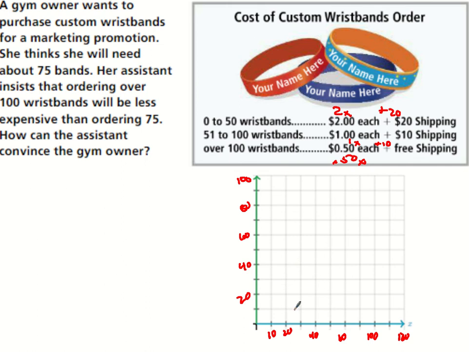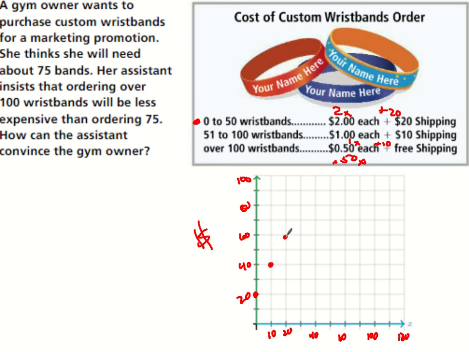Okay, so here's how I label my graph. I wanted to count by tens, okay? So really what I need to do is graph for my domain from 0 to 50. So here's the number of wristbands, here's my cost. Well, from 0 to 50, so that's from here to here, we'll do this one in red. Well, it's $2 each plus $20 for shipping. So my y-intercept is at $20. Okay. And then it is $2 each. So my slope is 2 over 1. Well, since I'm counting by 10, I actually can go up 2 over 1 because I'm going up 20 over 10. That's 2 over 1.